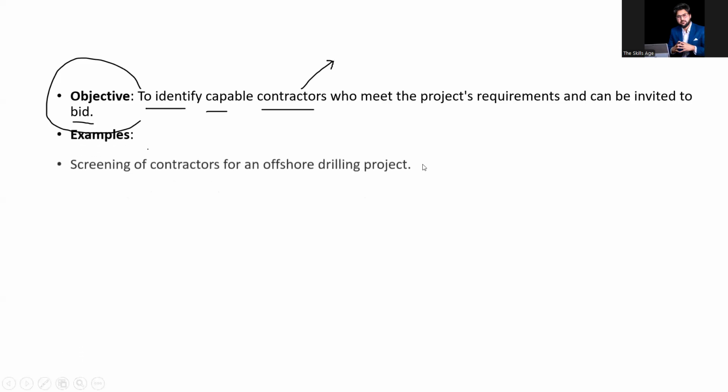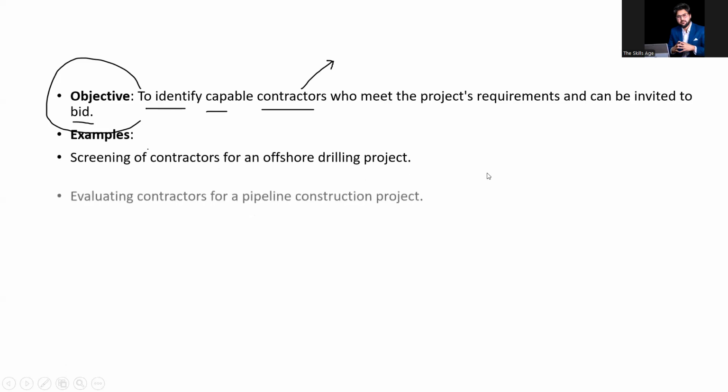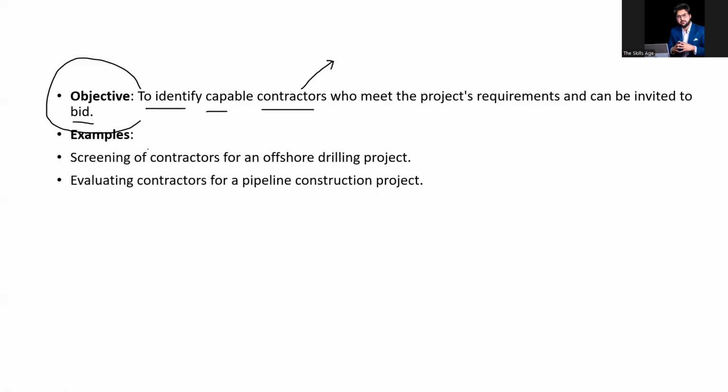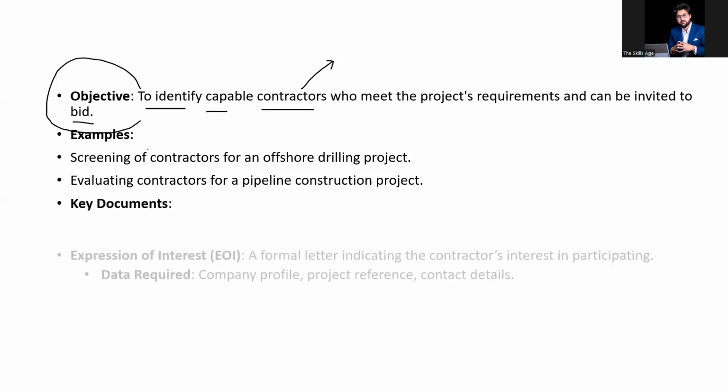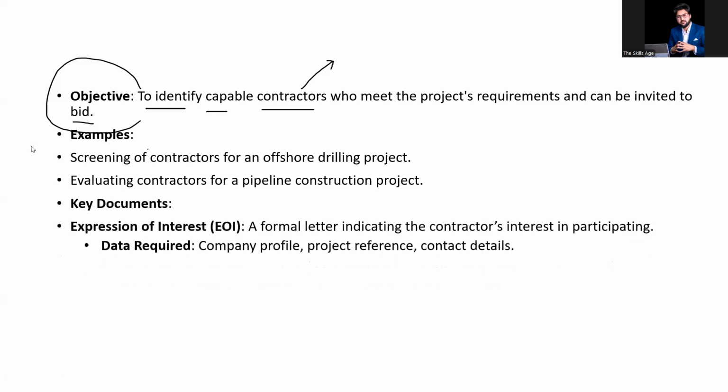Examples are screening of contractors for an offshore drilling project, or evaluating contractors for a pipeline. Simple. You have a project and you want to invite contractors who have good job experience or a good reputation in the market. So the key documents you require from these people: expression of interest. This is the document you need to understand, a formal letter indicating the contractor's interest in participating. The data required: company profile, which will explain the company, when it was established, how many projects it has already done, project references, and contact details, emails, phone numbers, and all that.